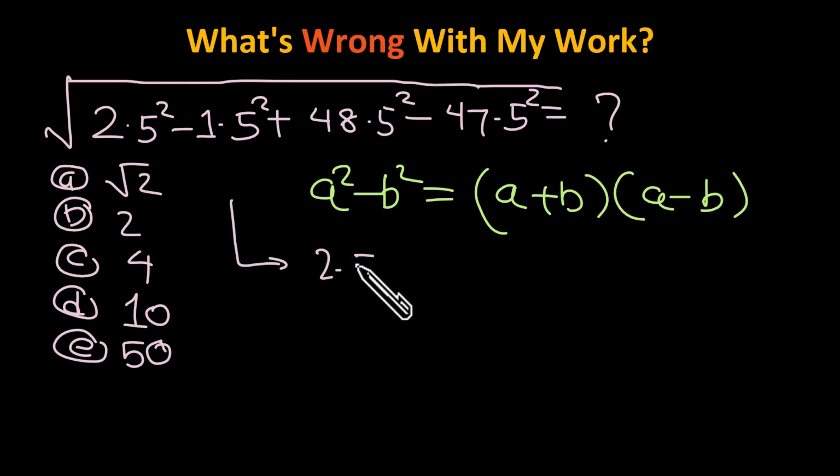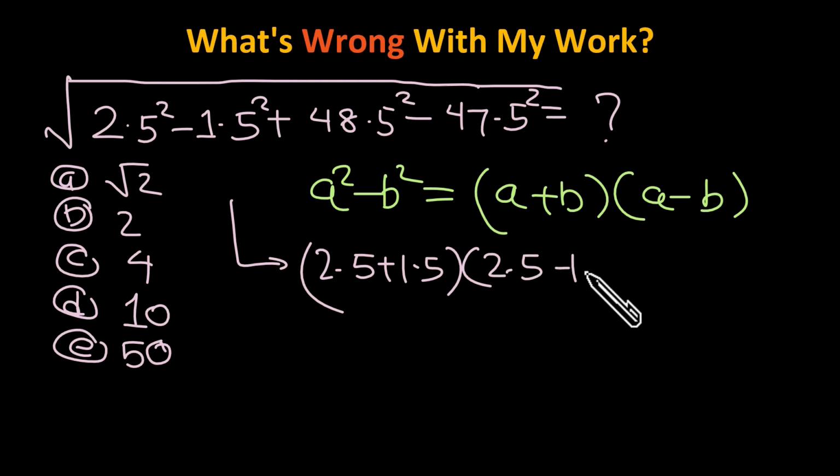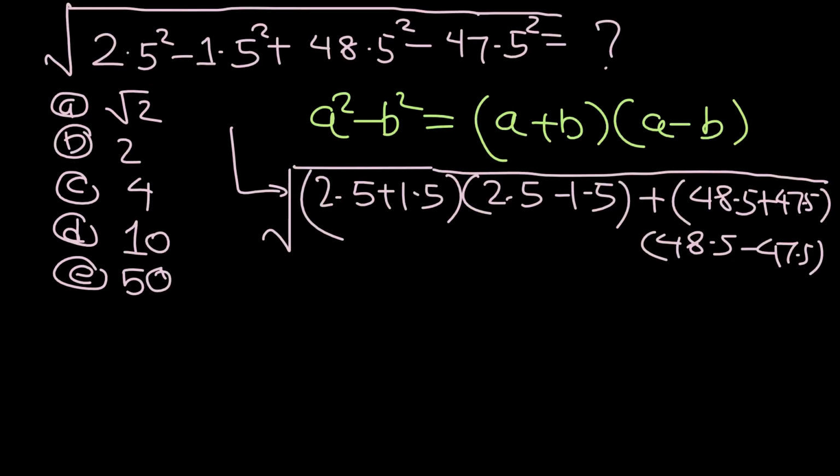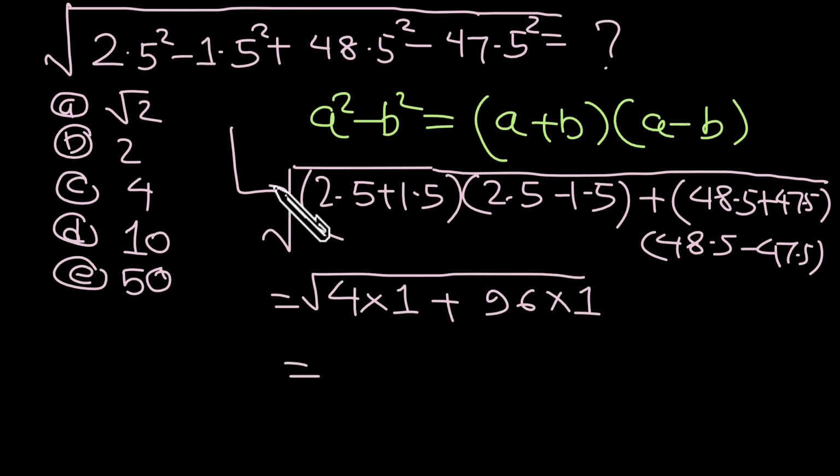That will give you 2.5 plus 1.5, times 2.5 minus 1.5, plus this. The next step is just addition and subtraction. That's the square root of 100, or 10.